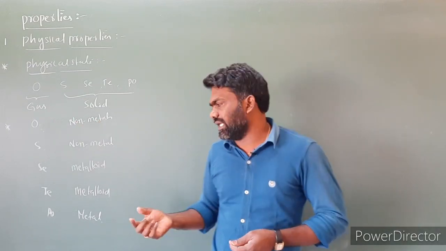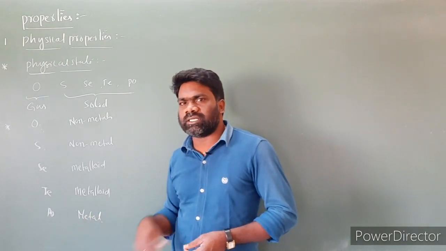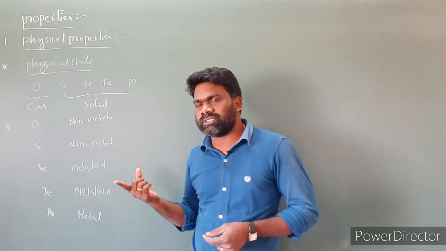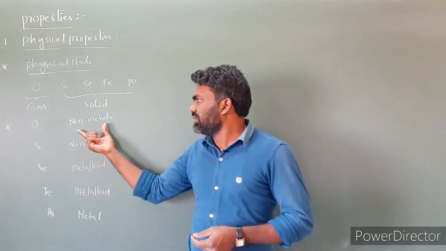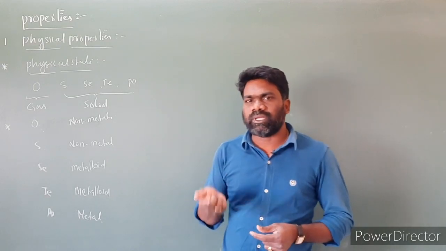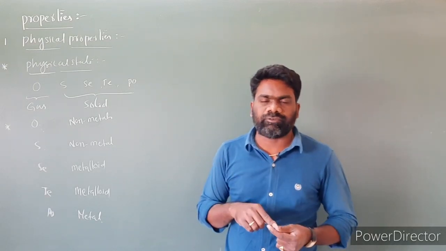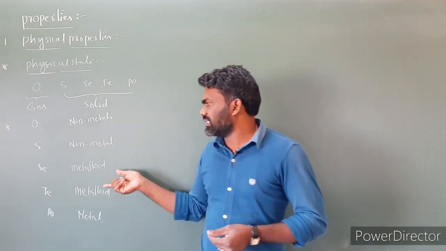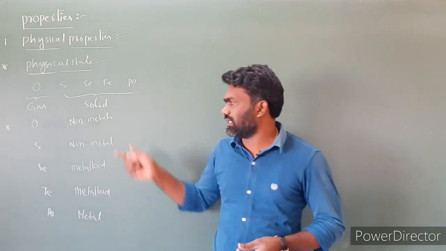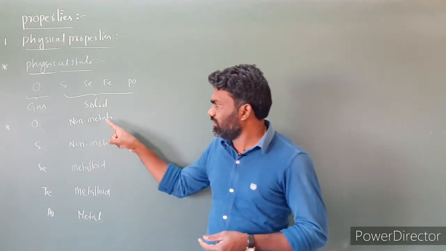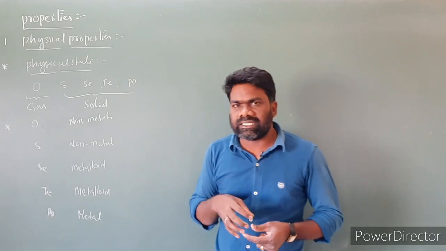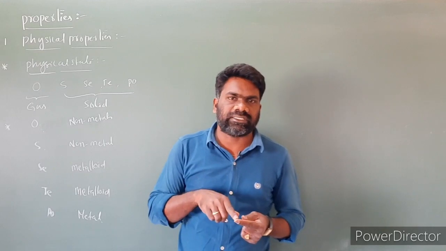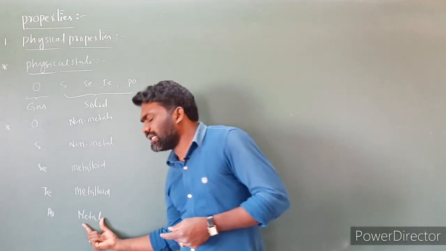A metal is an element able to lose electrons and convert into electropositive ions. A non-metal is an element able to gain electrons and convert into electronegative ions. Metalloids exhibit both metallic as well as non-metallic character. Now, while moving from oxygen to polonium, size increases and ionization energy decreases, so they are ready to lose electrons and metallic character rises.